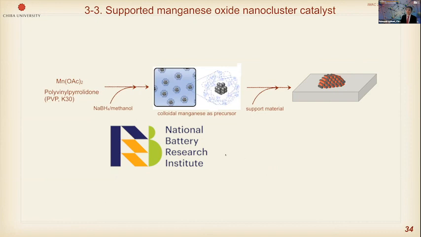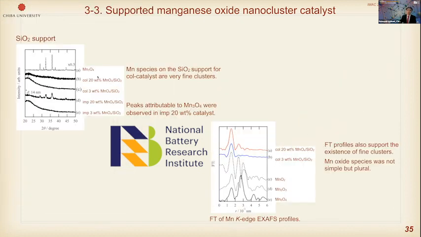In some cases, the same protocol was applied for getting manganese oxide nanoclusters, reducing or changing the ligand, and polyvinyl pyrrolidone was applied to protect these nanoclusters. As the support material for the manganese colloid, silica support was applied. First, silica support was applied for getting manganese oxide nanoclusters.